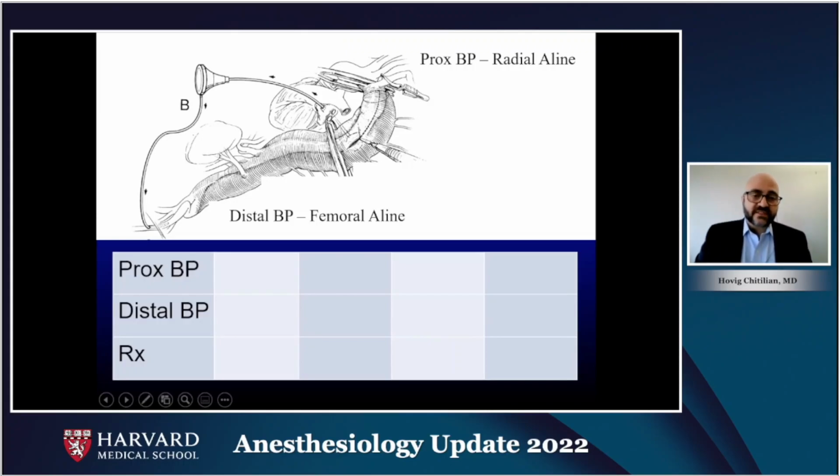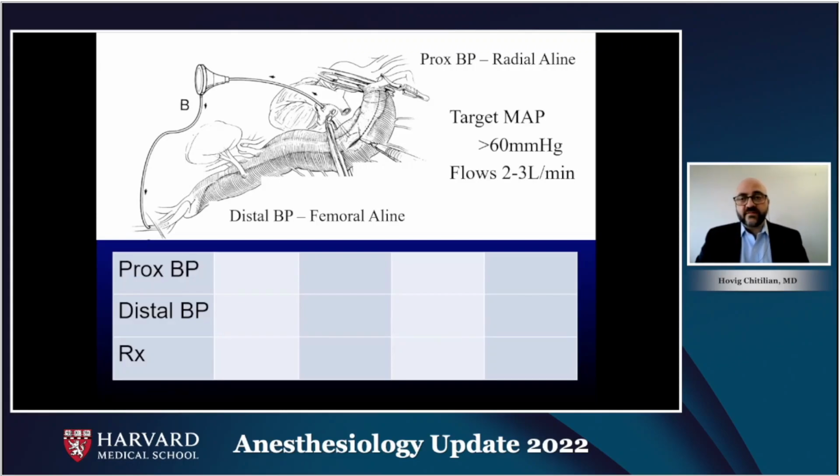The table below summarizes management of distal aortic bypass during these cases. The target MAP is really no lower than 60, but ideally 70 to 80 distally, usually with flows of 2 to 3 liters a minute. So how do you manage the left atrial femoral bypass? Well, if our radial proximal pressure is high and our distal pressure is high, then typically you administer a vasodilator.